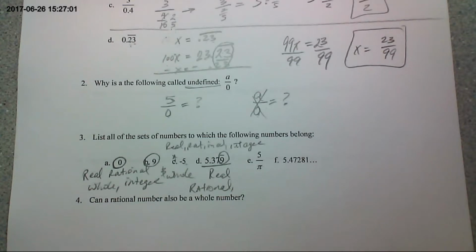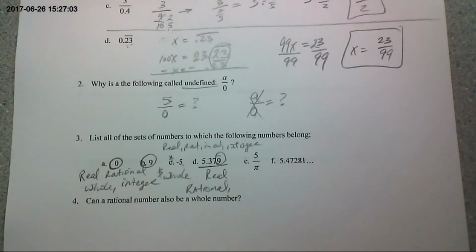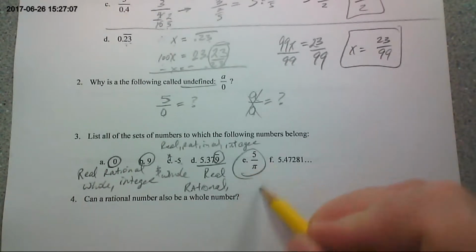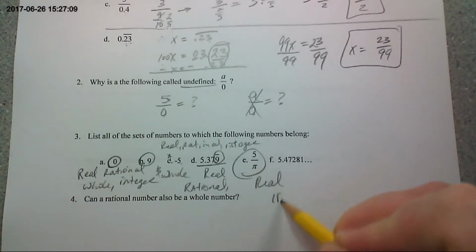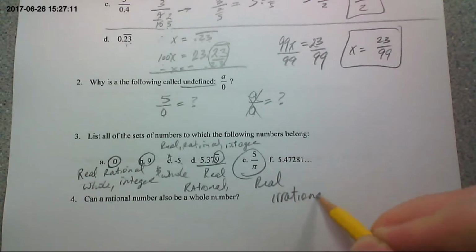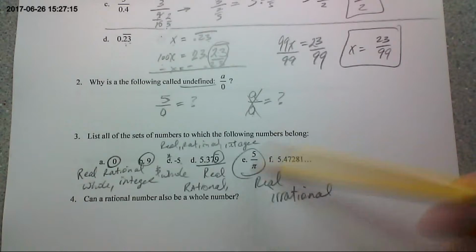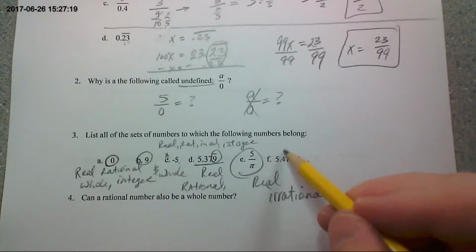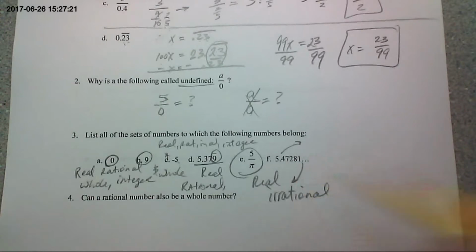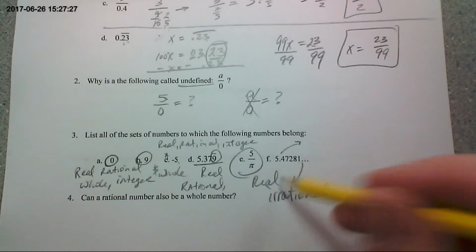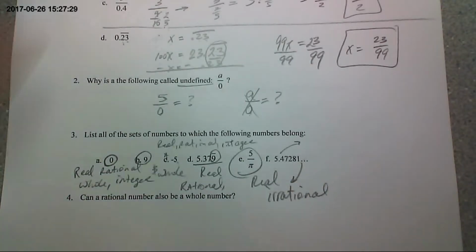But it's not an integer, because integers are the opposites of the whole numbers. This one is real, but it's irrational. Pi is irrational, and a rational number is the ratio of two integers. Pi is not an integer. This one is the same as that one. It's a non-repeating, non-terminating decimal. So it's real, and it's irrational.